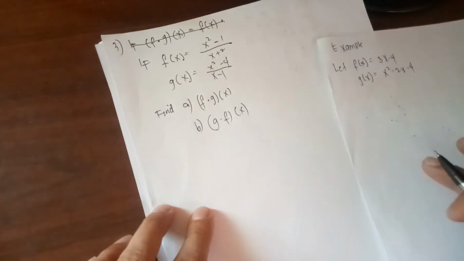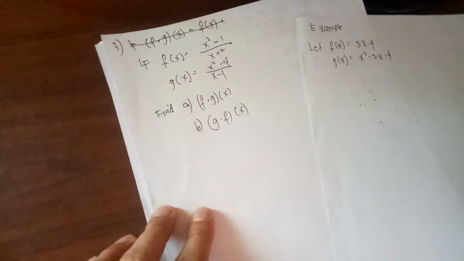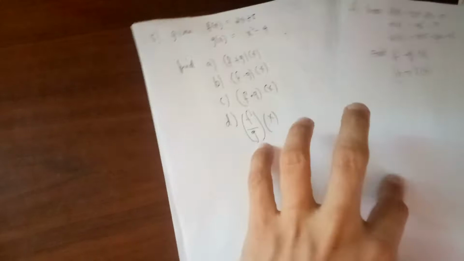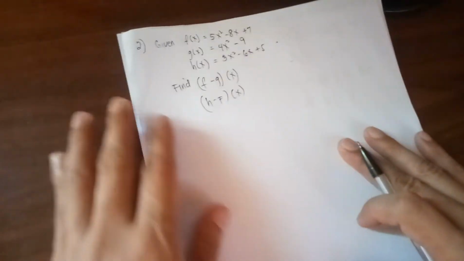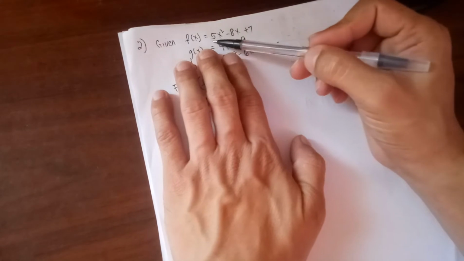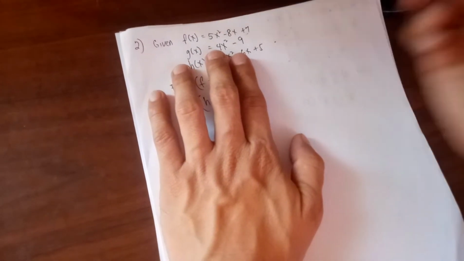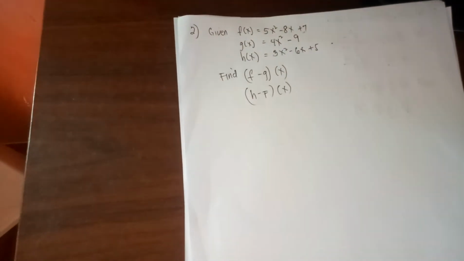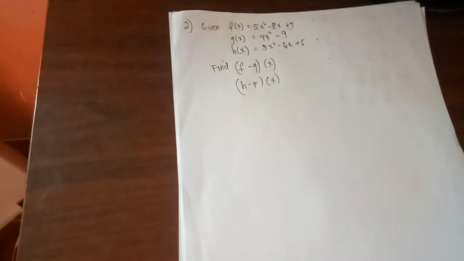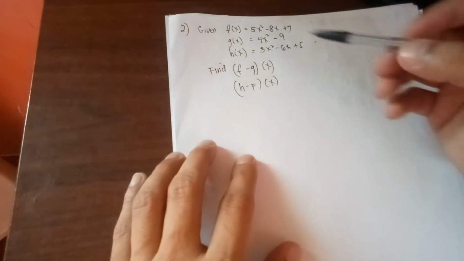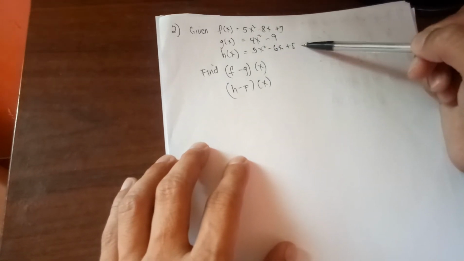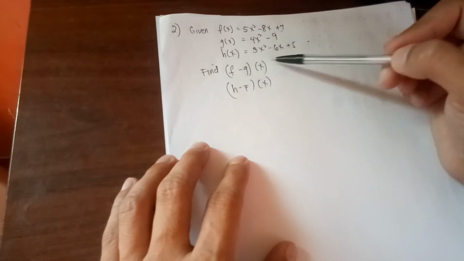Okay, now let us have example number 2. Given f of x equals 5x squared minus 8x plus 7, and g of x equals 4x squared minus 9, h of x equal to 3x squared minus 6x plus 5. Find the following: f minus g of x.